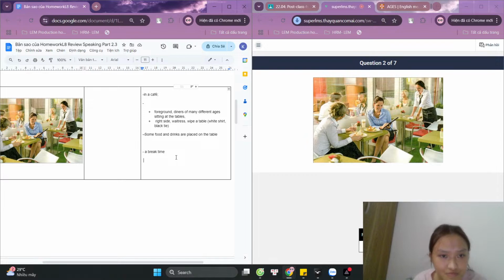This is a picture of a cafe. Diners of many different sizes are sitting at the tables. On the right side, there are tables. In the background, I can see some foods and drinks displayed on the tables. It looks like a break time.